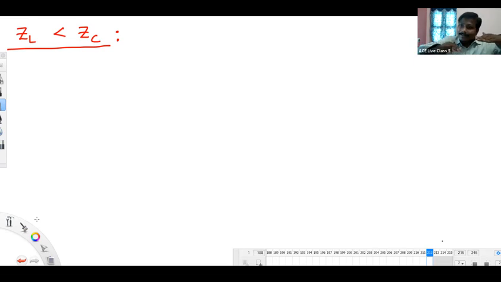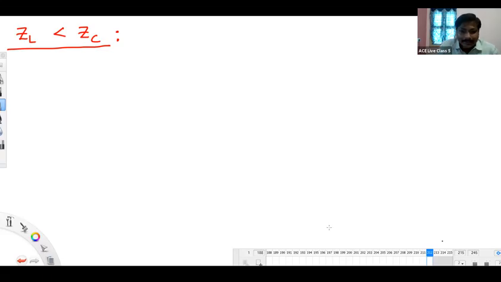But what is the loading on the line? VR square by ZL. That value may vary. Loading may vary according to the load you are giving. Sometimes that loading may be equal to SIL, sometimes higher than SIL, sometimes lower than SIL. We have studied till now what happens if loading is exactly equal to SIL. Now we are going to study what happens if the loading is more than SIL or less than SIL. That comparison we are going to study.